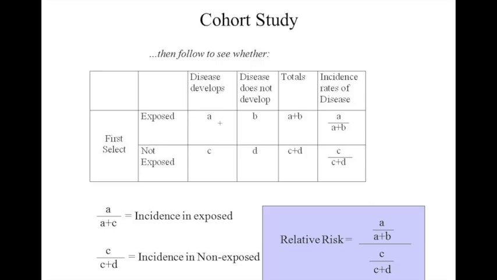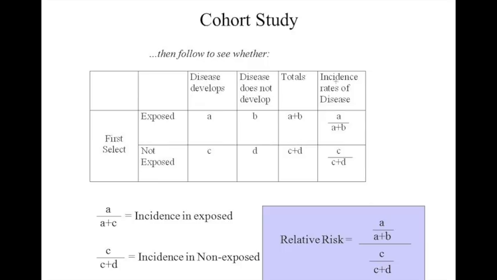A represents the total number of people who were exposed to a given condition and the disease developed. B represents the total number of people who were exposed to a condition and the disease did not develop. C represents the total number of people who were not exposed to a given condition and the disease did develop, while D represents the total number of people who were not exposed to a given condition and the disease did not develop. The total number of people in the exposed group is obviously A plus B. The total number of people in the non-exposed group is simply C plus D.